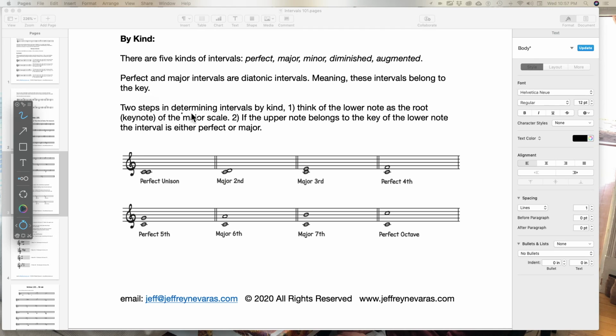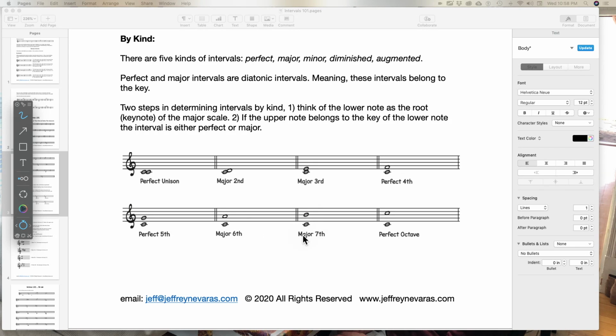There are two steps in determining the intervals by kind. The first step is you need to think about the lower note as the root of the major scale. We have a C to a D. If D belongs to the key of C, then we have a major interval. If E belongs to the key of C, we have a major interval. If A belongs to the key of C, we have a major interval.